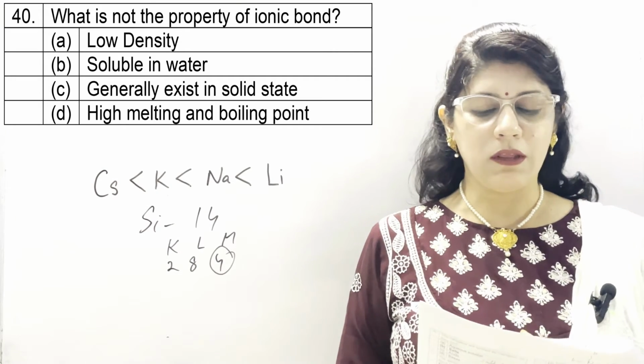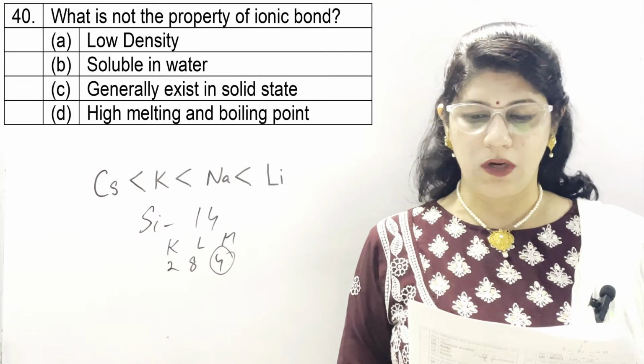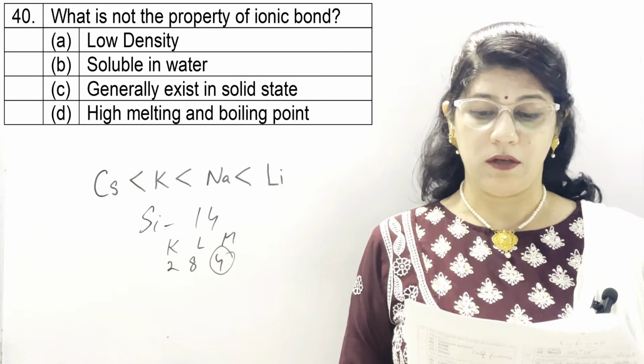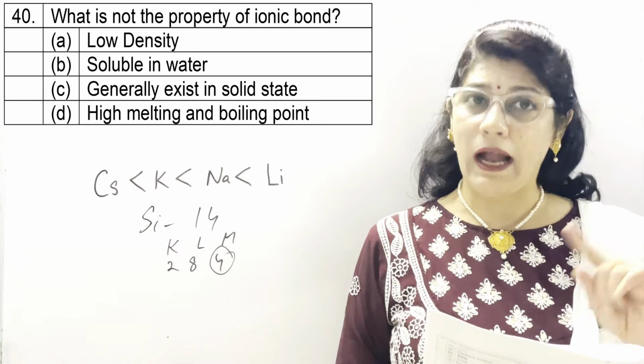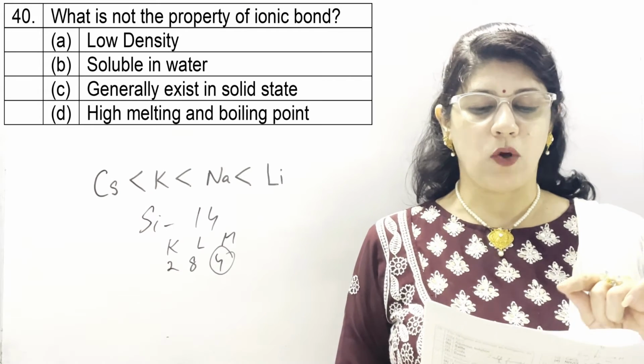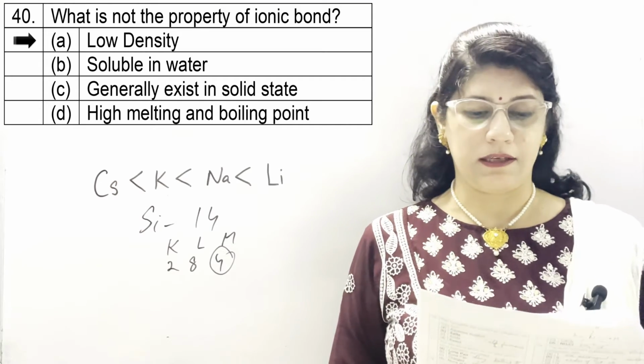So we know that all these are characteristic of ionic bond: soluble in water, generally exist in solid state and high melting and boiling point. Ionic compounds are generally heavier than water, so they have high densities. It means the incorrect option is low density. So option number A is correct here.